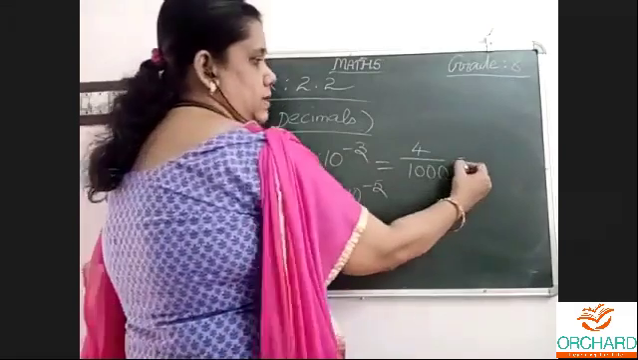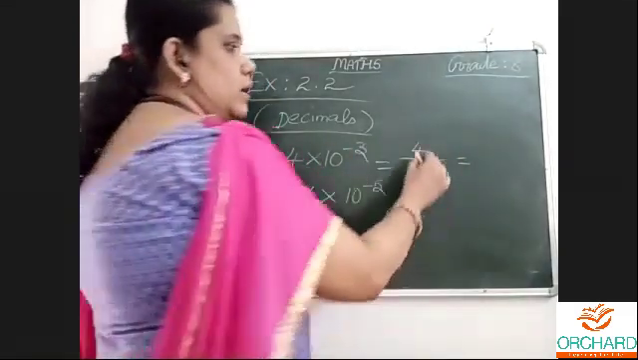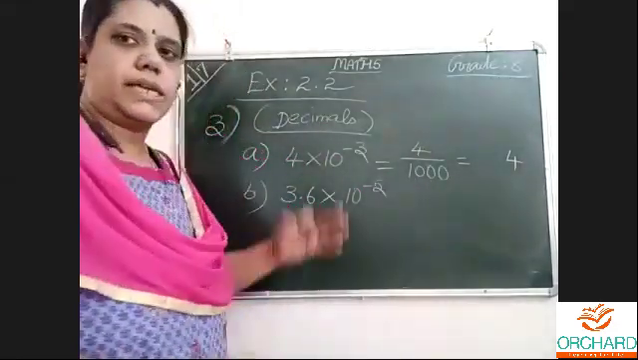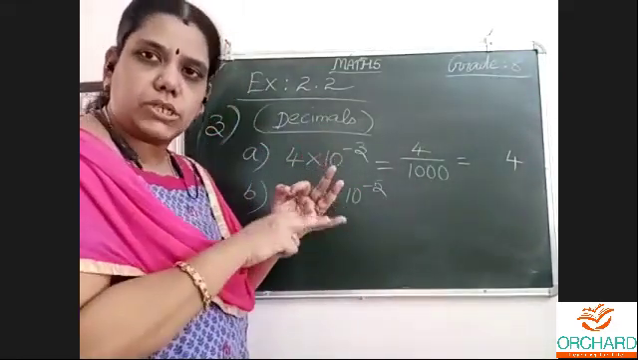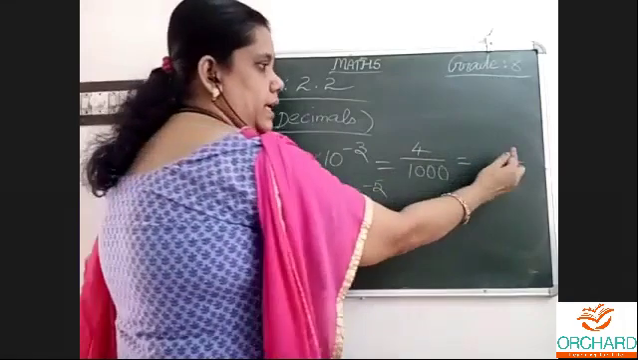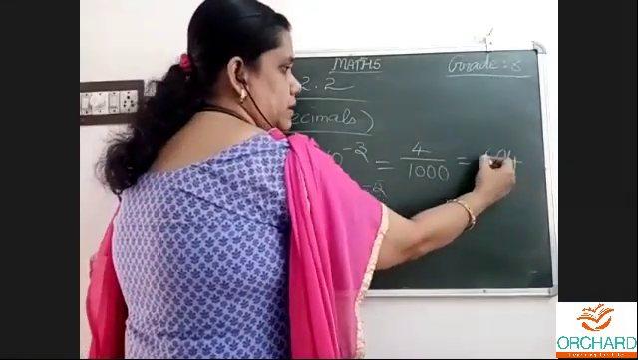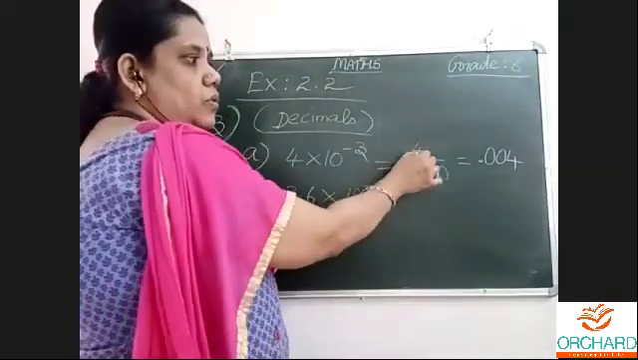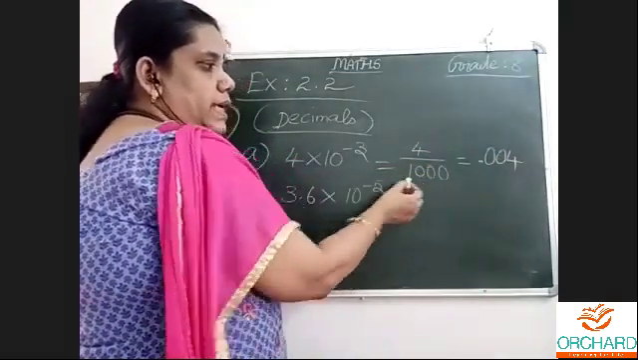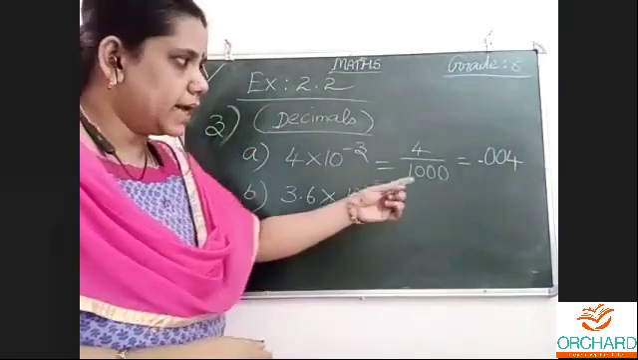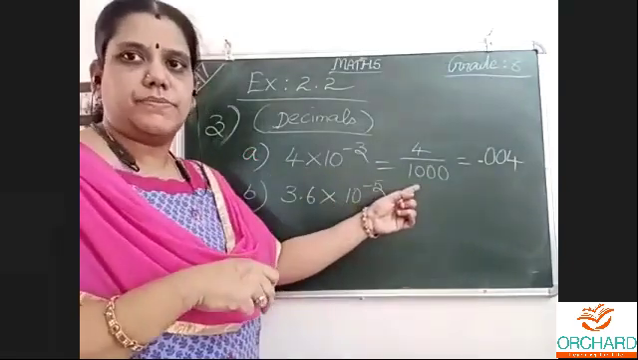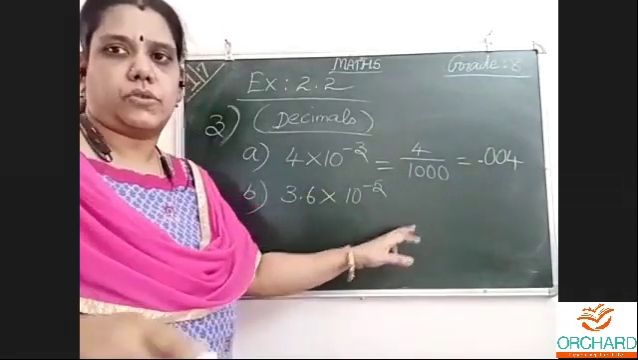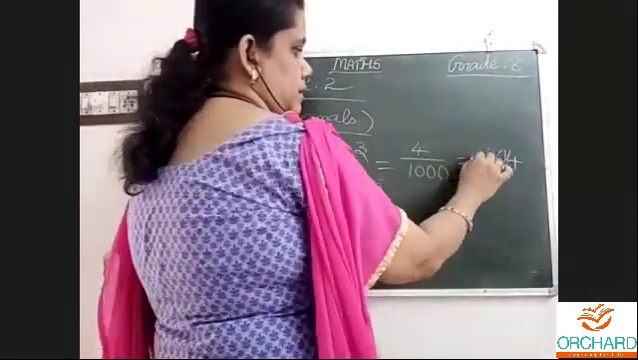Now what is this? This is easy. Decimal to write. One number is there. Okay, 1, 2, 3. 3 numbers before that, point to keep. So 4 is there, and 3 numbers before that to keep. It means I am dividing 4 by 1000. So point, not, 4.